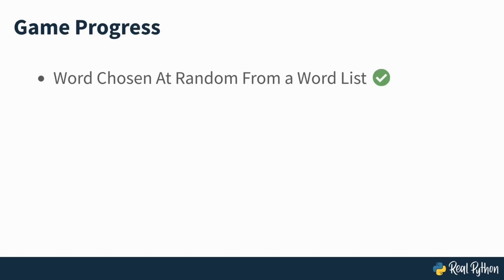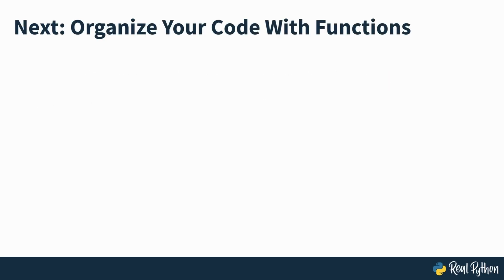Your game is more interesting now that the secret word is chosen at random from a word list. And later on in the course, you'll work on making the user experience nicer with more intuitive feedback. But first, you'll reorganize your code so it will be easier to work with in the long run.